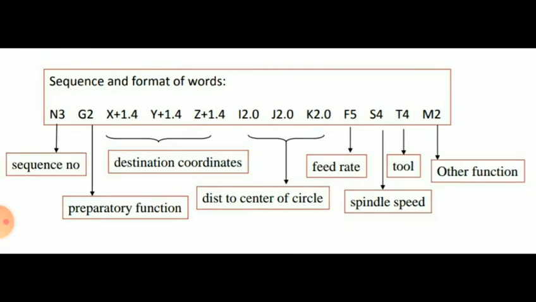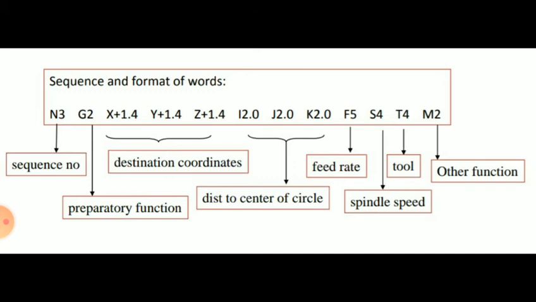Now you will see one block, showing the sequence and format of words. The block given contains N3, G2, X1.4, Y1.4, Z1.4, then I2, J2, K2, F5, S4, T4, M2. So this is one block which contains only one operation.